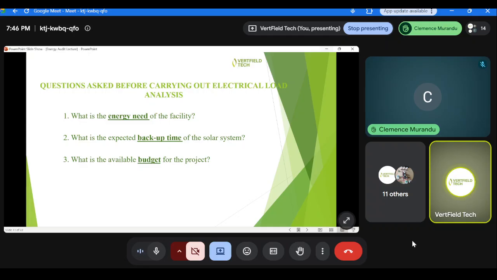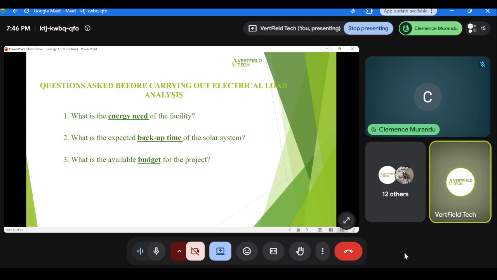And then we will perform some magic and ask him the second question: what is the backup time? This backup time has to do with how long he wants our solar system to run in the absence of sunlight. I used to say when the solar panels no longer produce energy, or no longer produce charges for him. So how long will the energy stored in the battery system last for him?